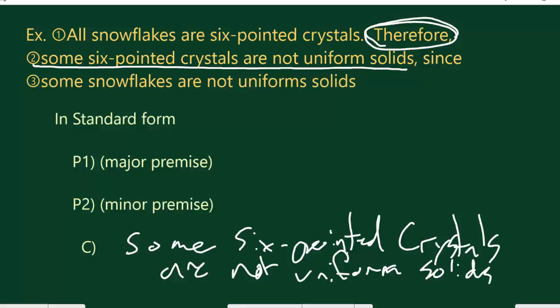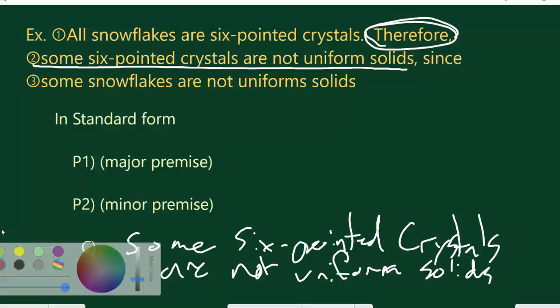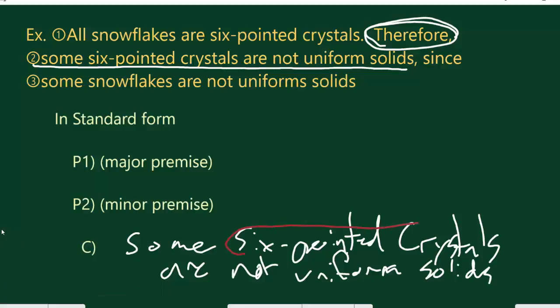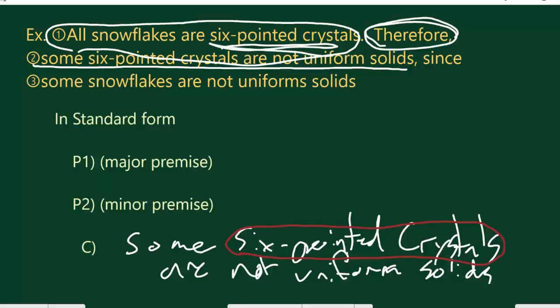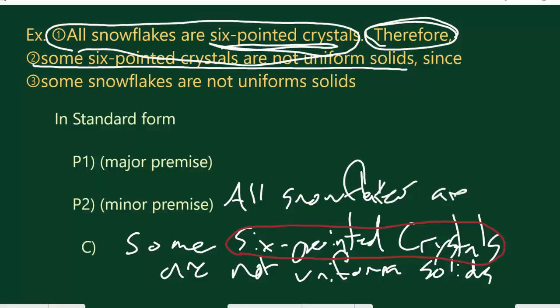So we can determine then the minor term by identifying the subject class of our conclusion. So our minor term is going to be six-pointed crystals. And so it needs to be what figures in premise 2. Well, sentence 1 of the argument is what contains six-pointed crystals. So that tells us all snowflakes are six-pointed crystals goes into premise 2, our minor premise.